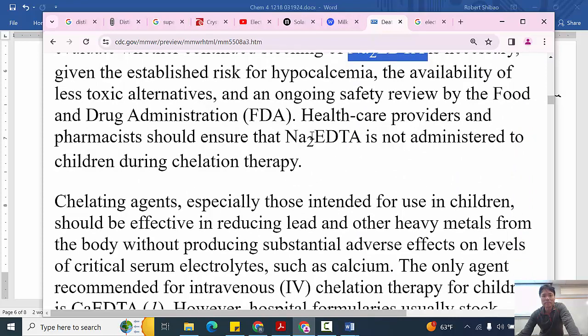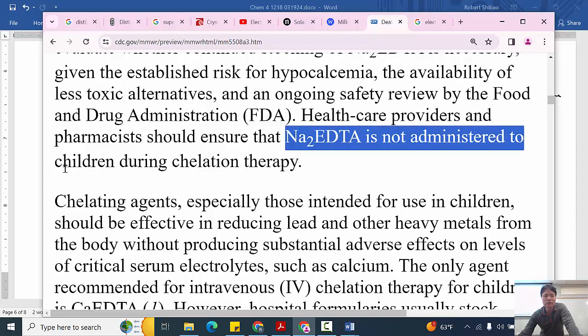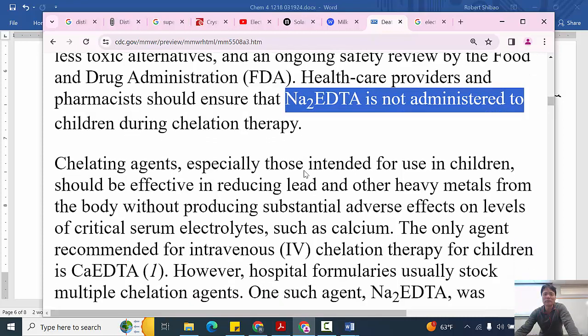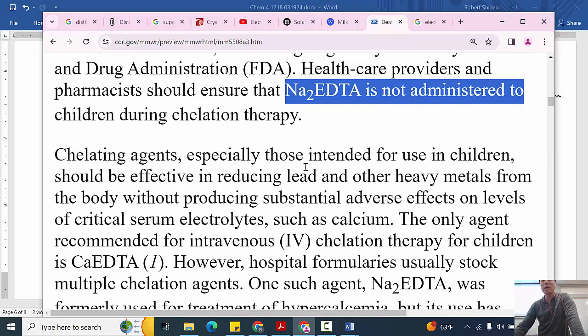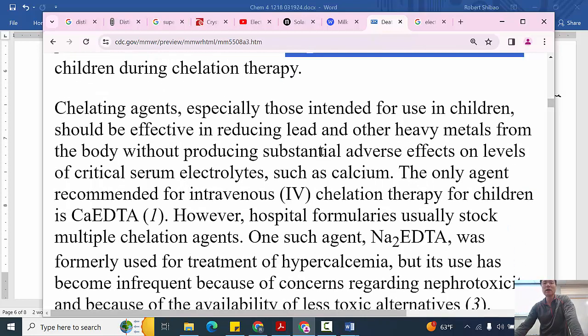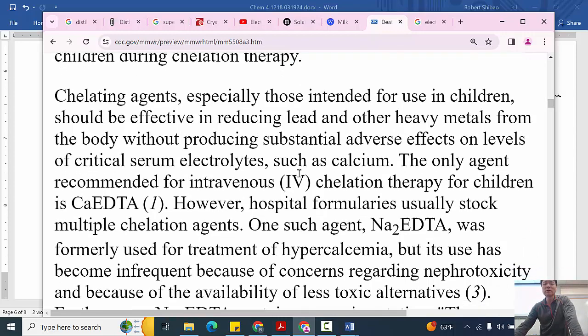Sodium EDTA is more aggressive, and therefore it is not administered to children. Sodium EDTA is for acute cases of lead poisoning where the lead level is way too high. You need to bring it down aggressively, otherwise it's going to cause problems, and it's just for adults.